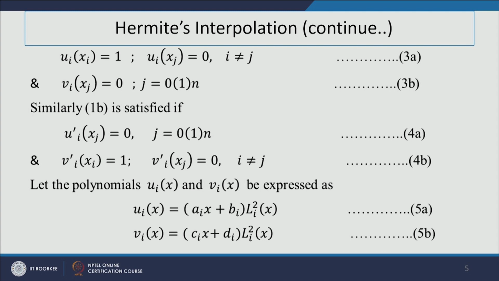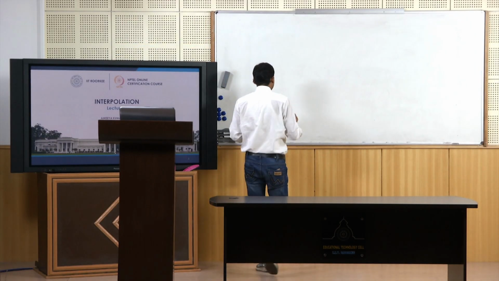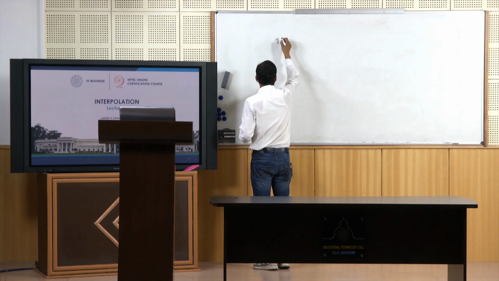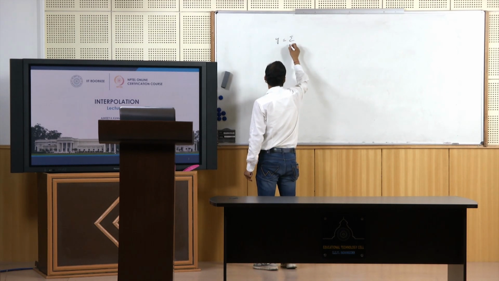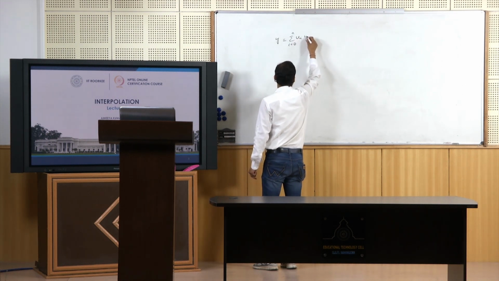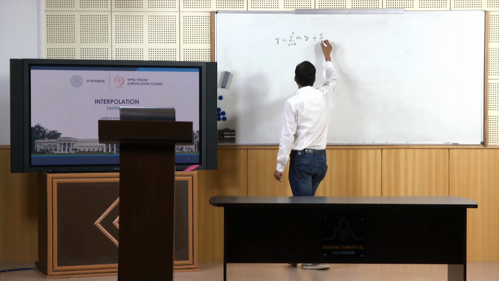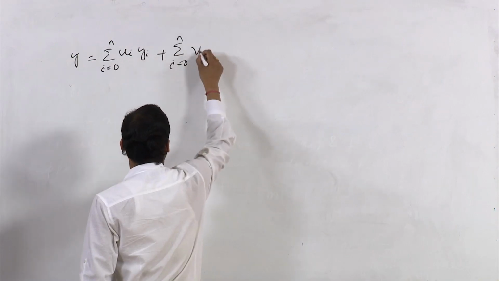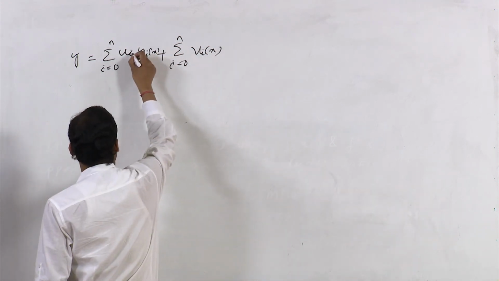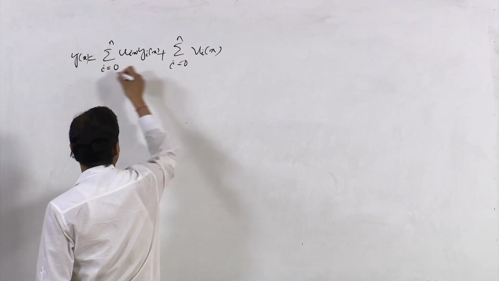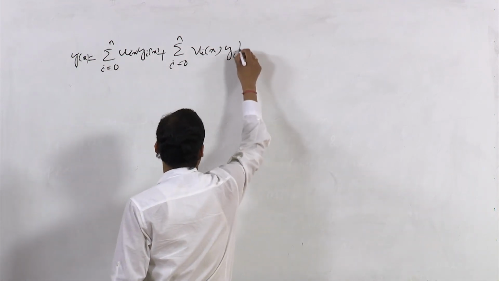Then since we are associating this polynomial in a Lagrangian sense, we can consider that usually we write this polynomial y(x) equals summation i equals 0 to n u_i(x) y_i plus summation i equals 0 to n v_i(x) y_i', everywhere x is associated here. So, u_i(x), y(x), v_i(x) and y_i'(x) here.